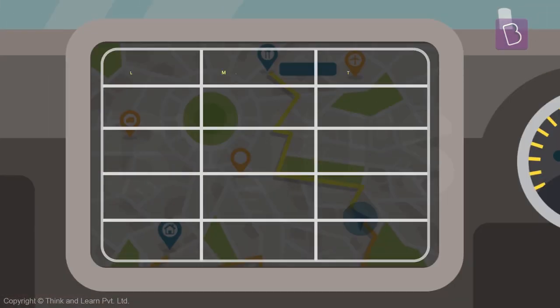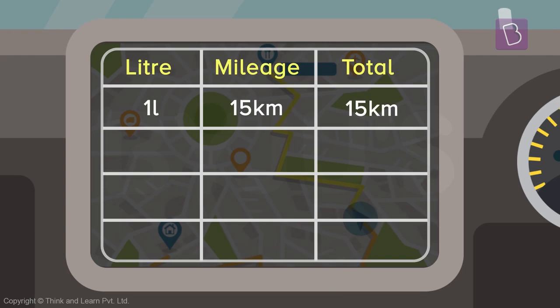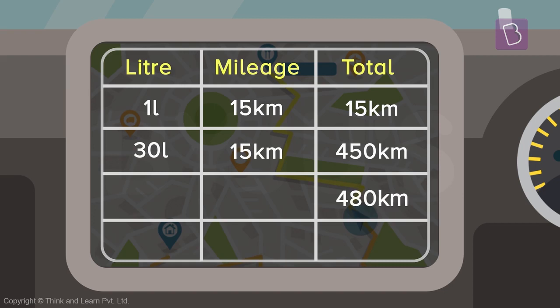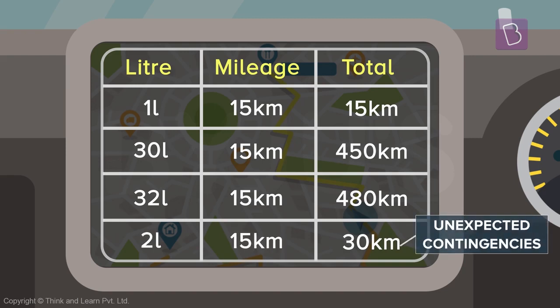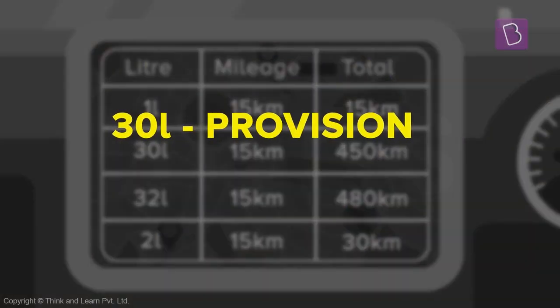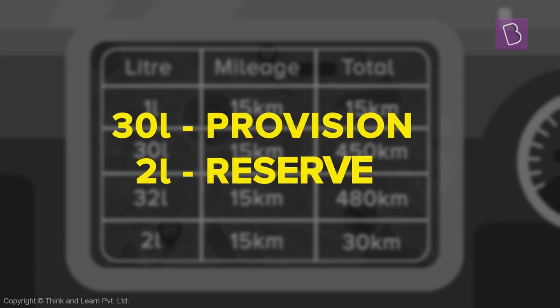Now let's say the car's mileage is 15 kilometers per liter. While planning a trip, your dad would assume the car to run for 450 kilometers calculated at 15 into 30 and not 480 kilometers calculated at 15 into 32. He will expect only 450 kilometers. The remaining 30 kilometers, which is 2 into 15, is just for unexpected contingencies. So for a car, 30 liters is provision and the remaining 2 liters is reserve.